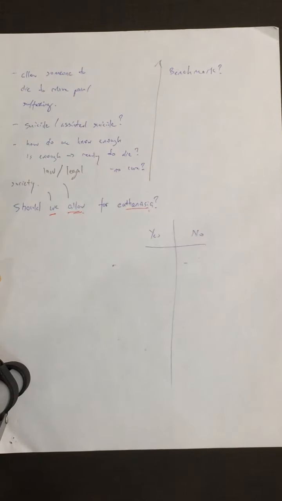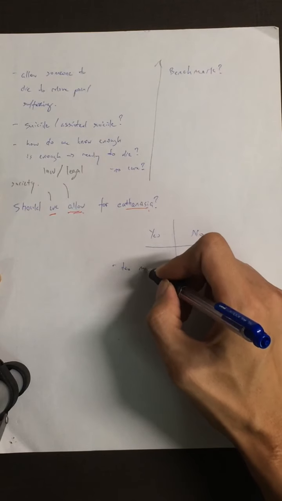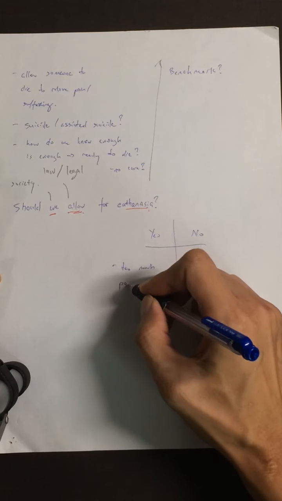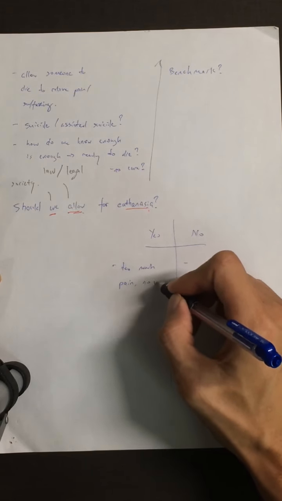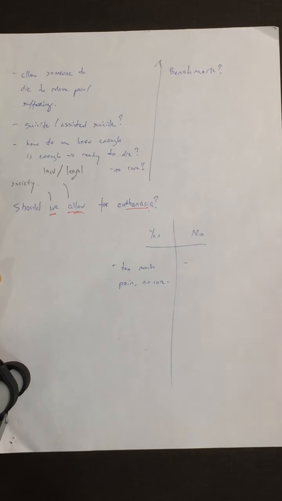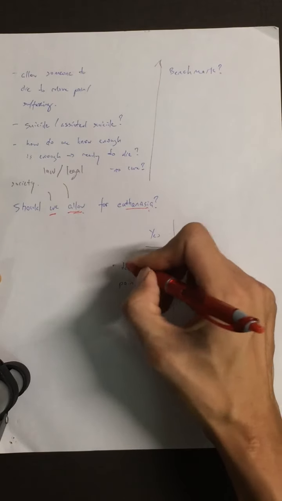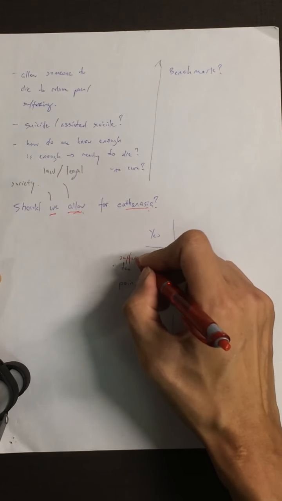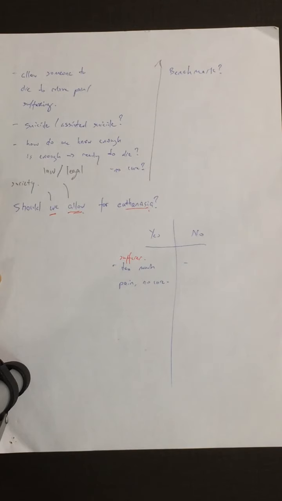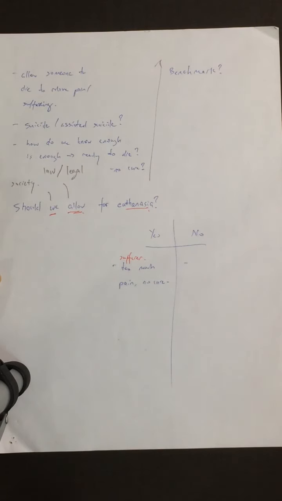Because this person is in too much pain, right? And no cure. So this is for the sufferer himself. What is another argument to let a person die?